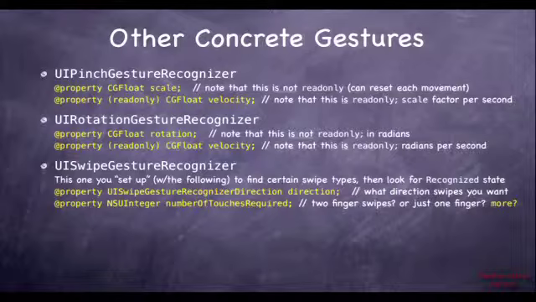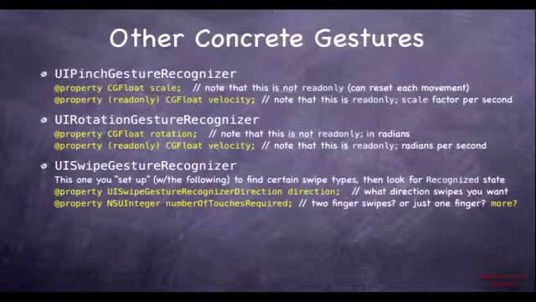Swipe gesture, it recognizes different kinds of swipes. 2-finger swipe, horizontal, vertical, 3-finger, 1-finger, etc. So the way you do this is you create a concrete swipe gesture recognizer, and then you set some properties in it for how many fingers, what direction, etc. And then you'll get recognized when the handler gets called.